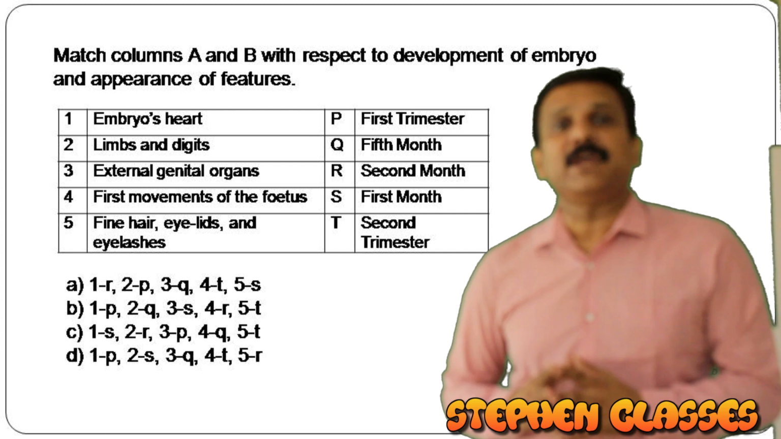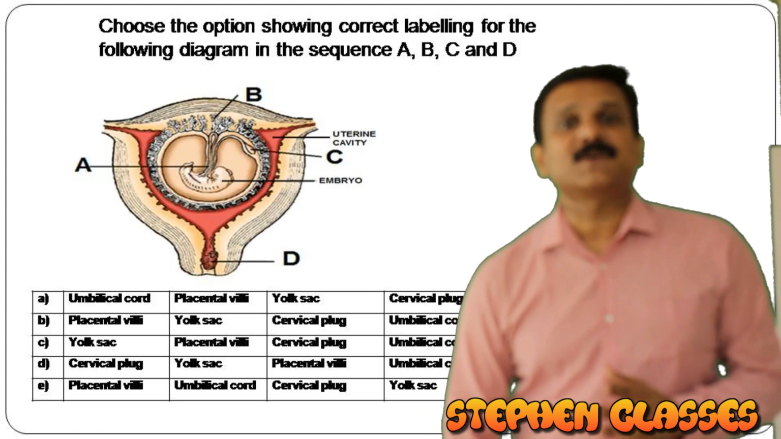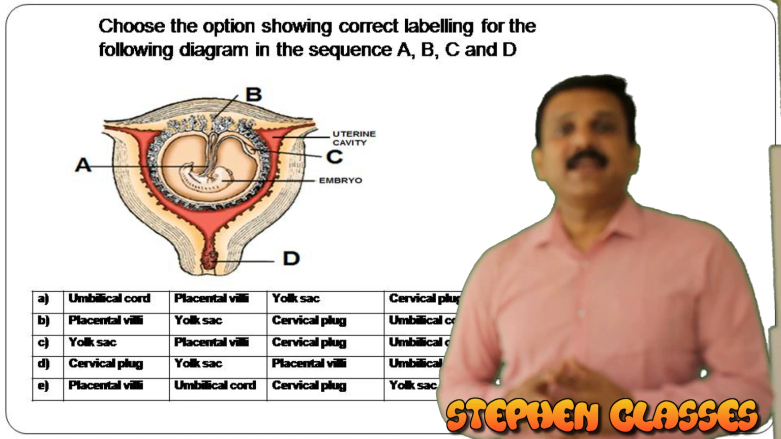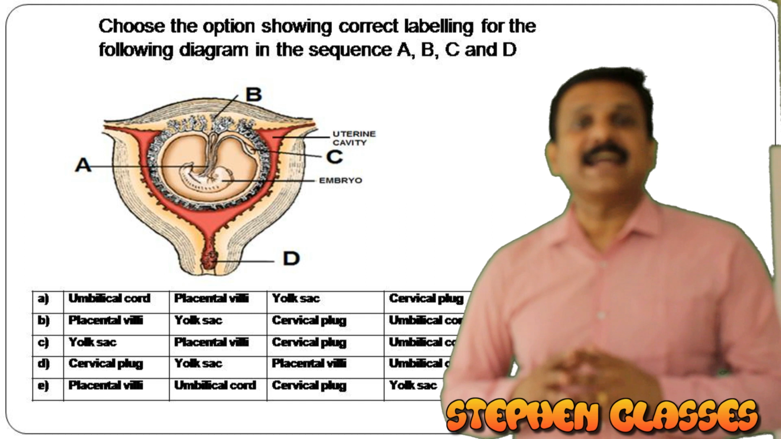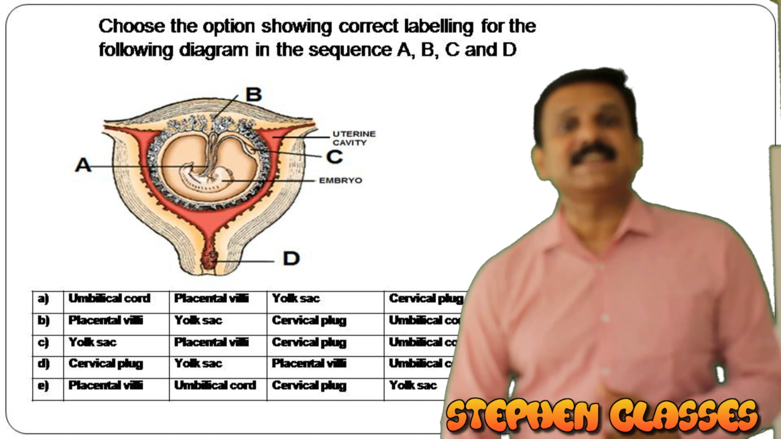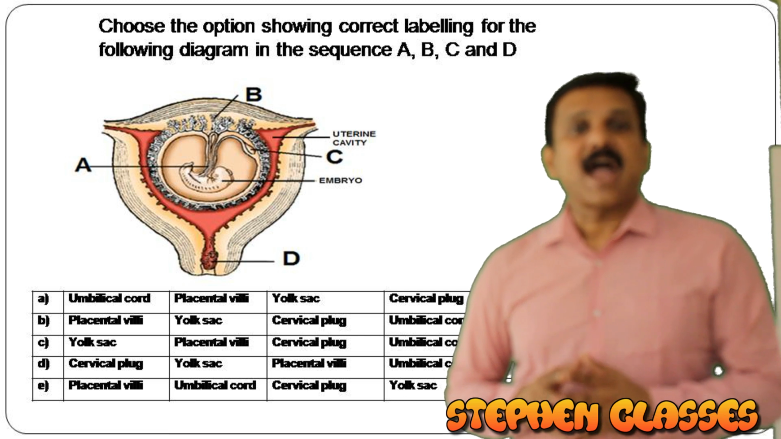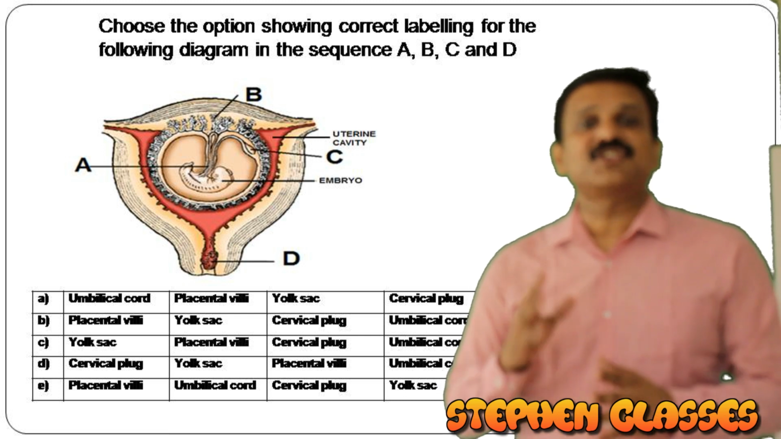So the correct answer will be option C for this question. We move on to the next question. Choose the option showing the correct labeling for the following diagram in the sequence A, B, C and D. Here we have a set of options, and from the options you can pick option A.